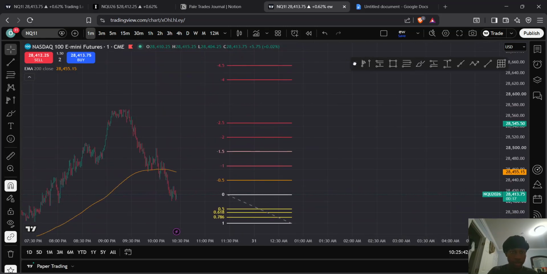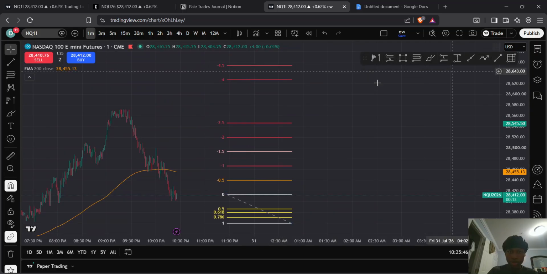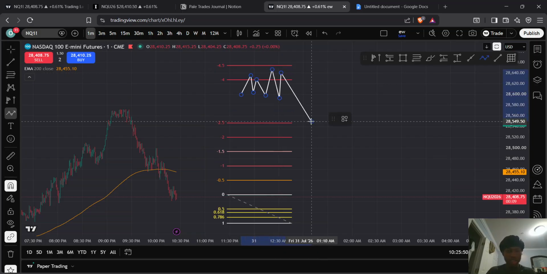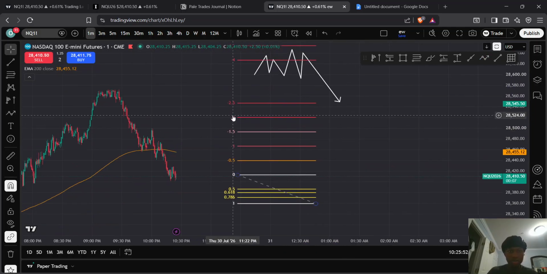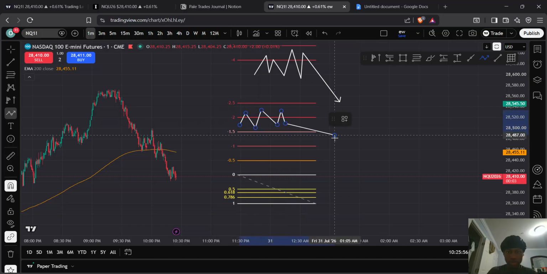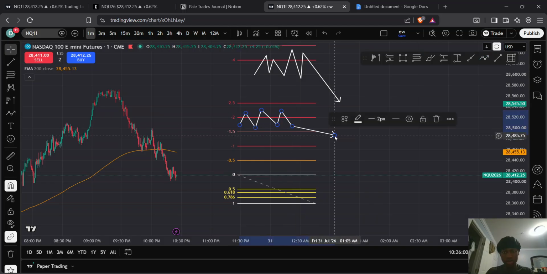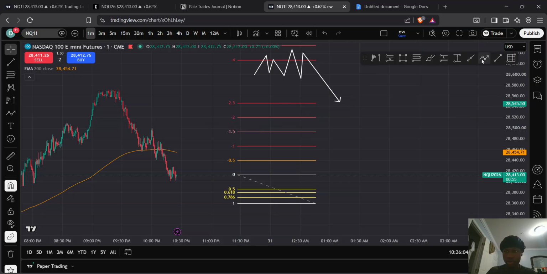The -4 to 4.5 right here, this is an area where we could reject from, right? That's what that is. The -2 to 2.5, this is an area we could reject off of, right? This is terrible. Let's redo that one. This is also an area we could reject off of, right?